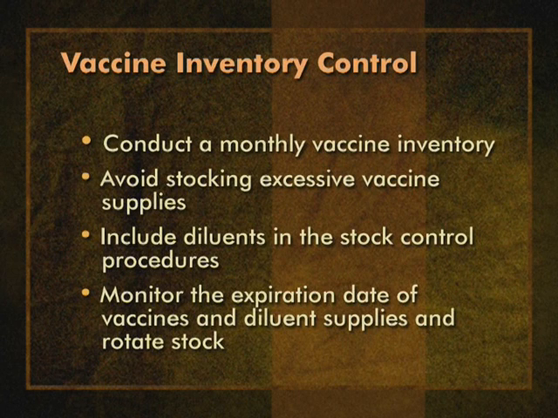Also include diluents in the stock control procedures and ensure adequate diluent supplies are available. Vaccines may be reconstituted only with a specified diluent. Diluents are not interchangeable except the sterile water used to reconstitute MMR, varicella, MMRV, and zoster vaccines. Providers should monitor the expiration date of their vaccines and the diluent supplies and rotate stock to avoid waste from expiration. Expired vaccine and diluent should never be used.